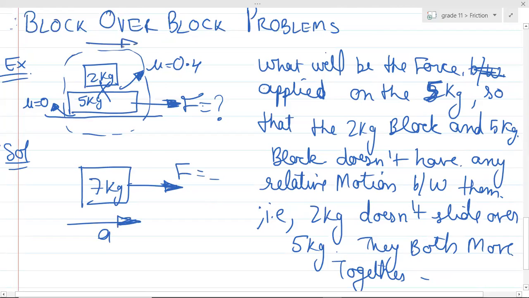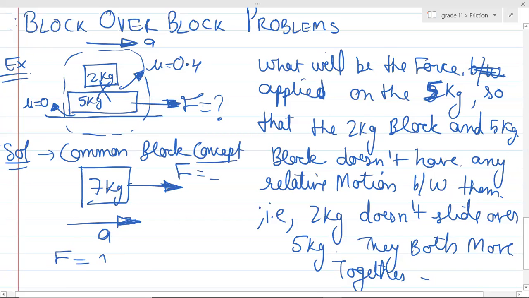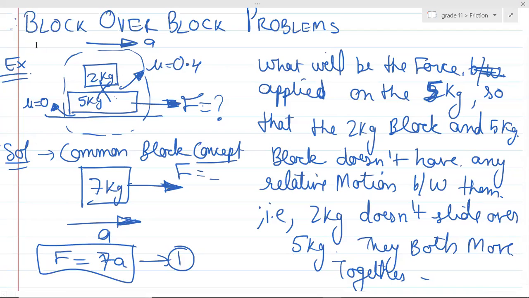Are you understanding this particular thing? We already know the common block concept, right? Whenever there is no relative motion between the two objects involved, you can assume that this is a single block only. So we applied the common block concept, and from here we got the equation 7a = F. Although we don't require it, ultimately when you solve it, this equation will come automatically. Is it clear? Guys, this is optional. If you don't want this, then it's fine. Now we'll just see the free body diagram of this.